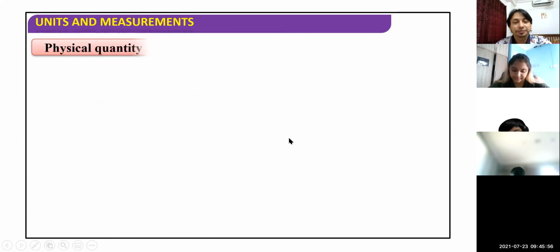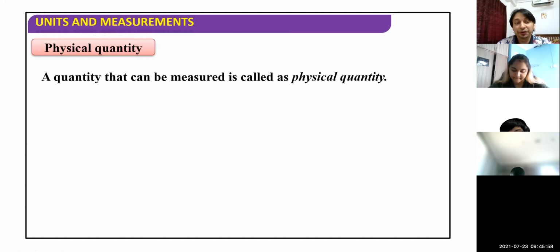The next is a definition. You can note down this definition: a quantity that can be measured is called a physical quantity. Now, students, in this chapter we are also going to discuss the various ways by which we can measure a physical quantity, but we are not going to discuss that in today's lesson. In our next classes, definitely, we will do it.